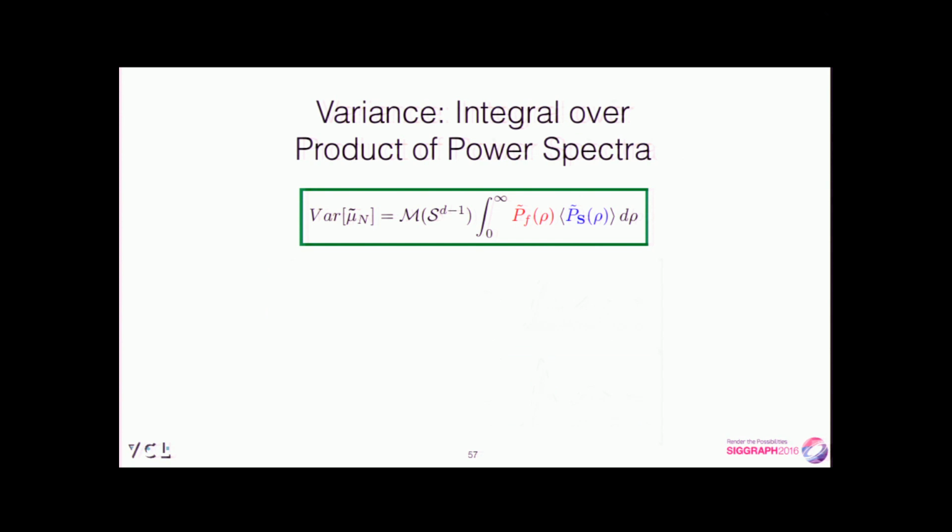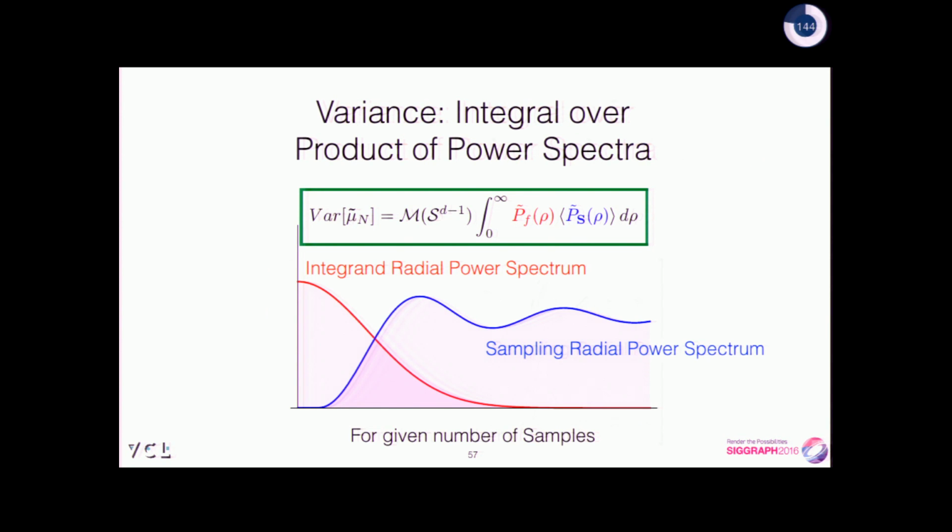Any questions? No? Okay, so now let's look at what these power spectrum is. So let's say the integrand's radial power spectrum is like this. So it has a lot of energy in low frequencies. This is the sampling radial spectrum. Remember, this is the inner product, right? So if you take the inner product, even though the integrand is high, because this is low, the contribution will be 0. And you'll get this. This is the inner product of the two.